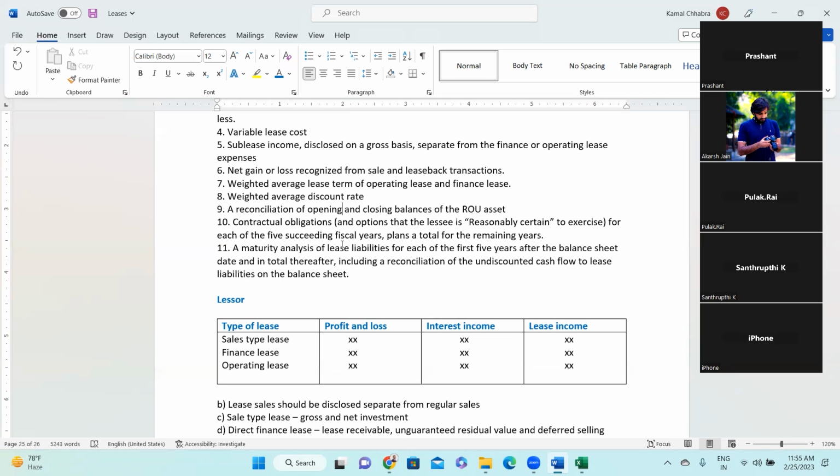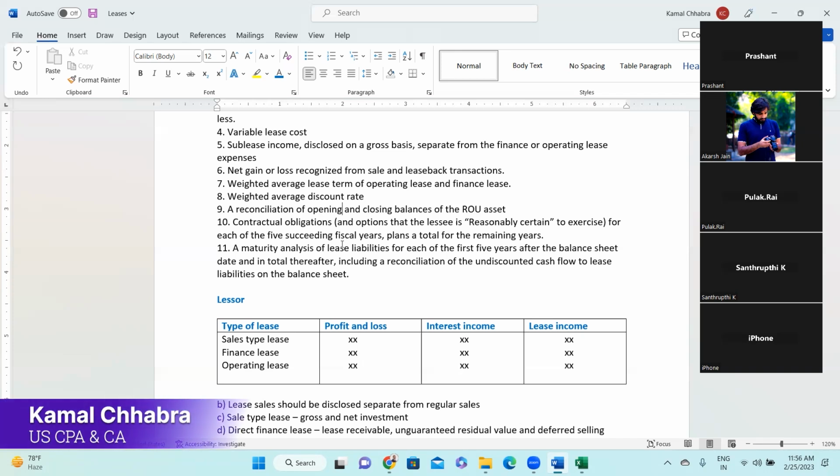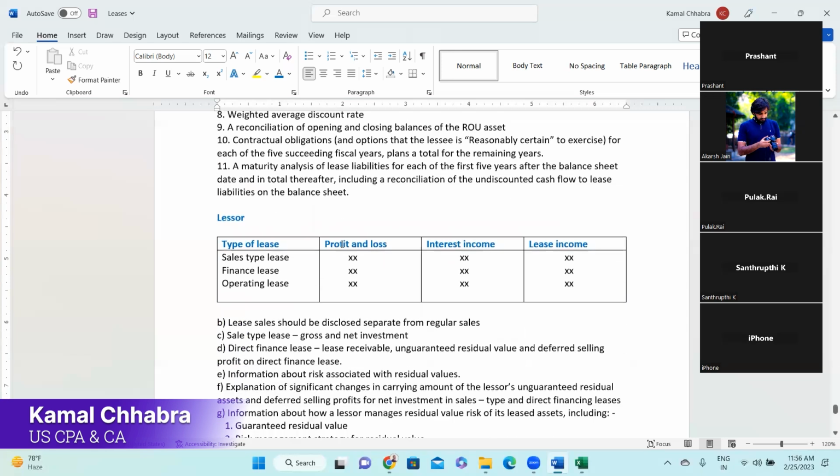Eleventh point is a maturity analysis of lease liability for each of the first five years after the balance sheet date and total thereafter, including a reconciliation of undiscounted cash flow to the lease liability in the balance sheet. And from the lessor's standpoint, if it is a sales type lease, finance lease, or operating lease, right? You need to disclose how much item is going into the profit and loss, how much is going into the interest income, how much is the lease income. That you need to disclose separately.